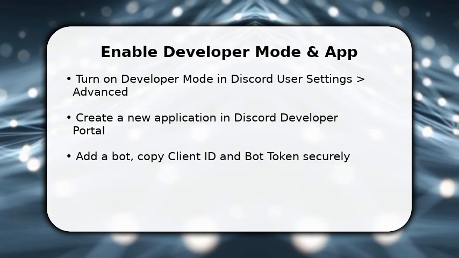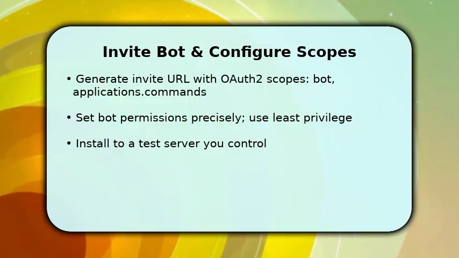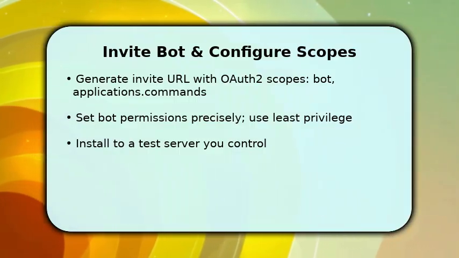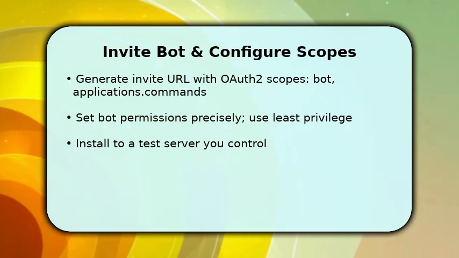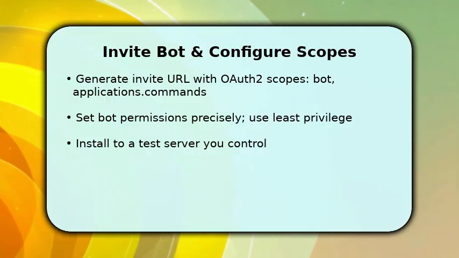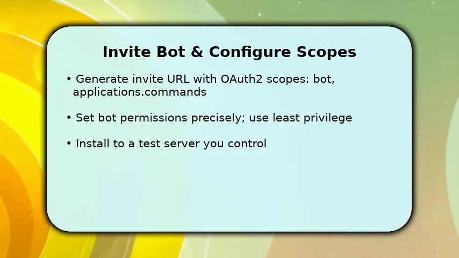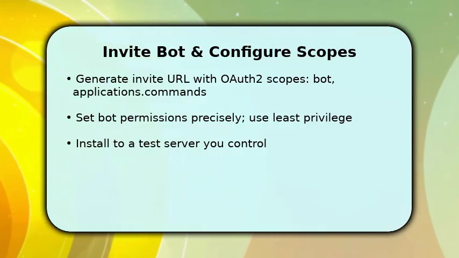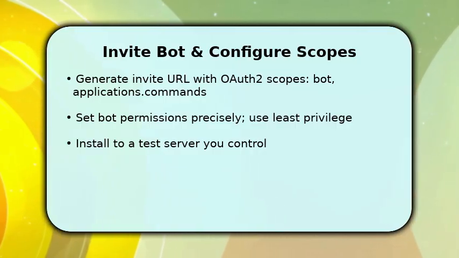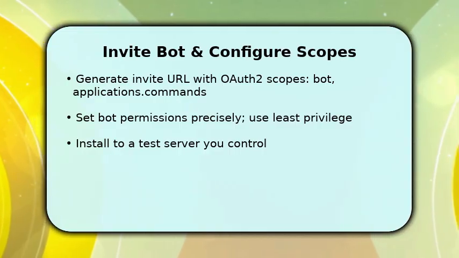Next, generate the invite link using OAuth2 with bot and applications.commands scopes so you can test /commands and permissions. Once generated, choose only the permissions the bot needs. This prevents accidental privilege escalations and mirrors production constraints. Then invite the bot to a server you control, such as a private test server, and confirm it appears online. This controlled install helps you iterate quickly.